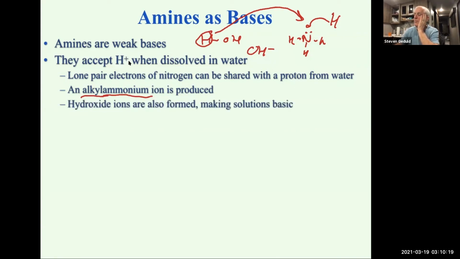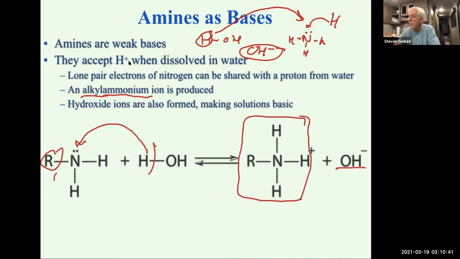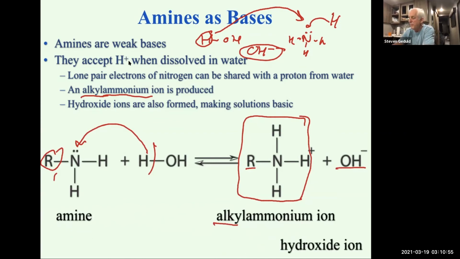Hydroxide ions are also formed, making the solution basic, because when H is pulled off of water, the OH minus is left. Okay, so here's your primary amine. Okay, there's your water. The hydrogen goes to here, OH minus gets released, and then you get this alkyl ammonium ion. So there's your amine, and there's your alkyl, which means there's an R group attached, ammonium ion. Okay, and then you get your hydroxide ion released, causing it to be a base.